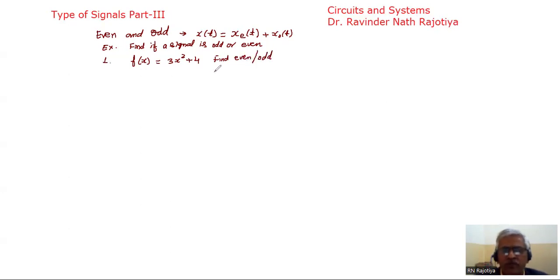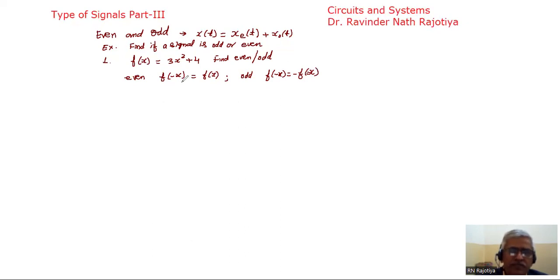We know from our previous discussion that for a signal to be even, it has to satisfy the condition f(-x) = f(x). And for it to be odd, the signal must satisfy f(-x) = -f(x).